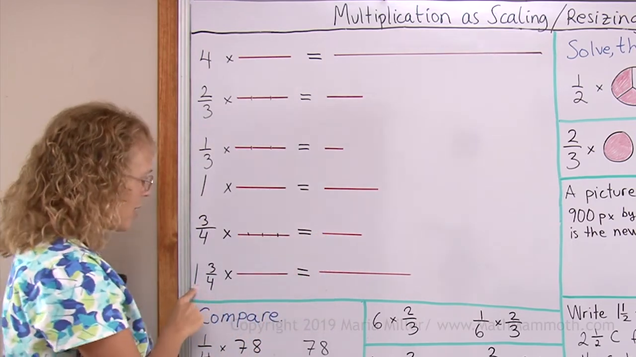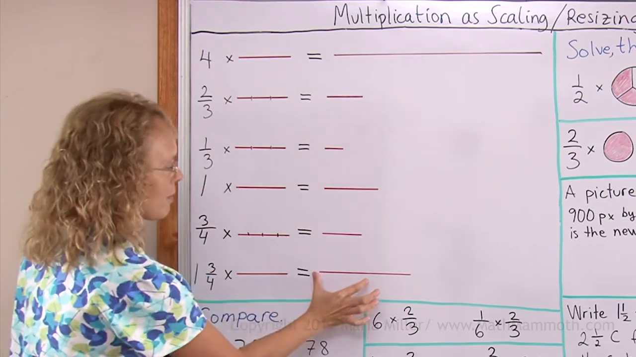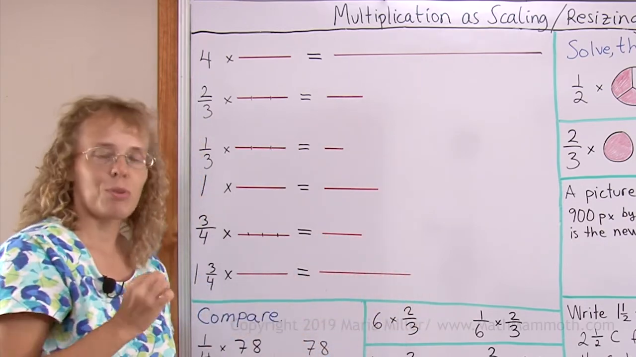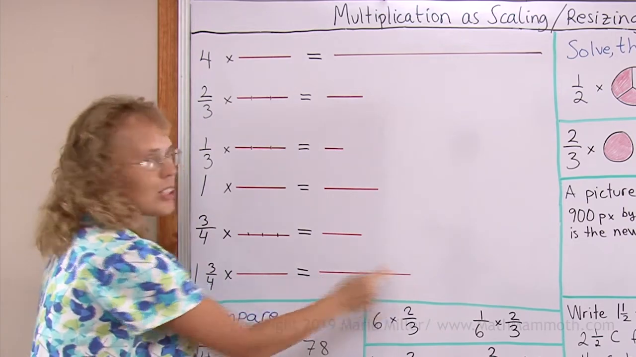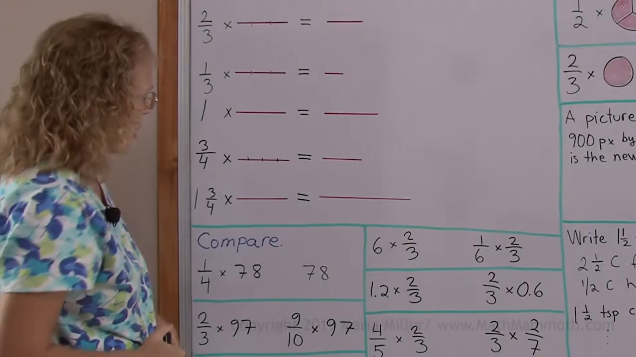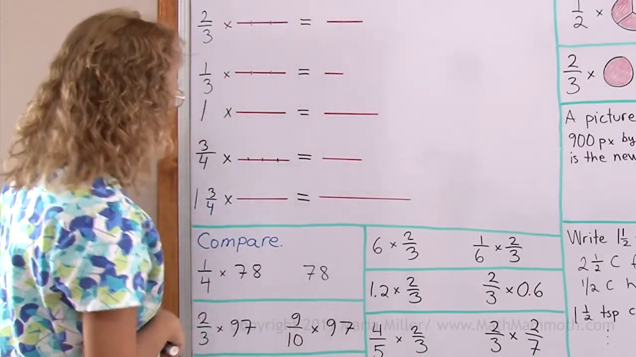And then when I have 1 3/4 of the stick, then I take the stick once and the 3/4 of the stick and put those end to end, put those together. So here, this number makes the stick longer, as you notice, right? And this number is more than 1. We can use this now to compare some expressions without actually calculating anything.